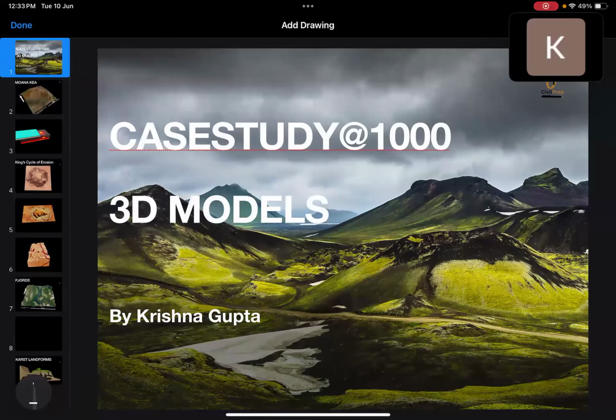I am Krishna Gupta. So this is a case study session for 1000 case studies, which is now based on 3D models. This is an important update for the UPSC aspirants, for the geography optional aspirants, that these case studies will now be available in 3D models here. So welcome all of you.